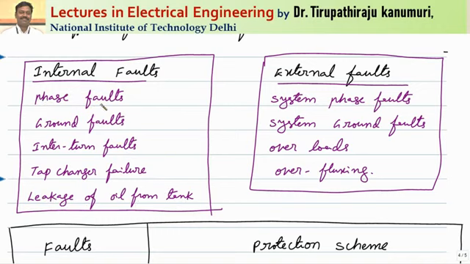Out of these, for phase faults between two adjacent phases, where there is a short circuit, the chances are very less, because different phase windings are placed on different limbs of the core, as I have already shown you. But these other two are more common, this one and the leakage of oil from the transformer tank. So the remaining faults happen less often. Now coming to the external faults: system phase faults, system ground faults, overloads and overfluxing. These are some of the faults that happen.